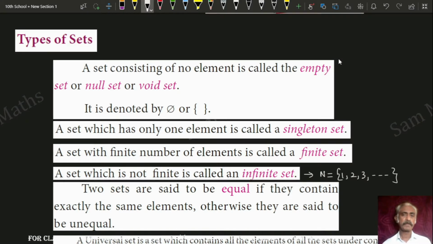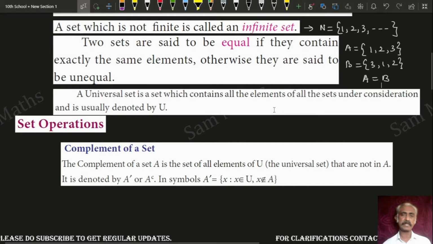Clear, children? Two sets are equal. Okay? Two sets are said to be equal if they contain exactly the same elements. Otherwise, they are said to be unequal. For example, there is a set A. A has 1, 2, 3. B is another set which has 3, 1, 2. Both have the same elements. Am I right? Therefore, we can say that A is equal to B. Clear, children?